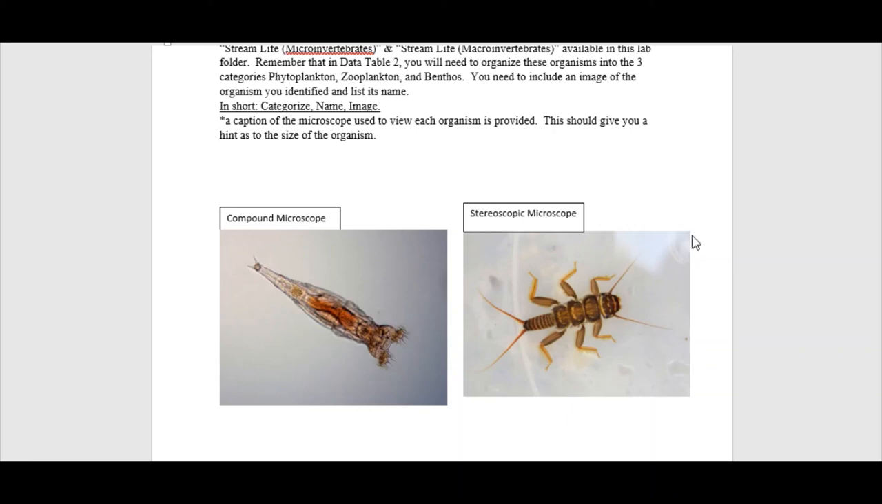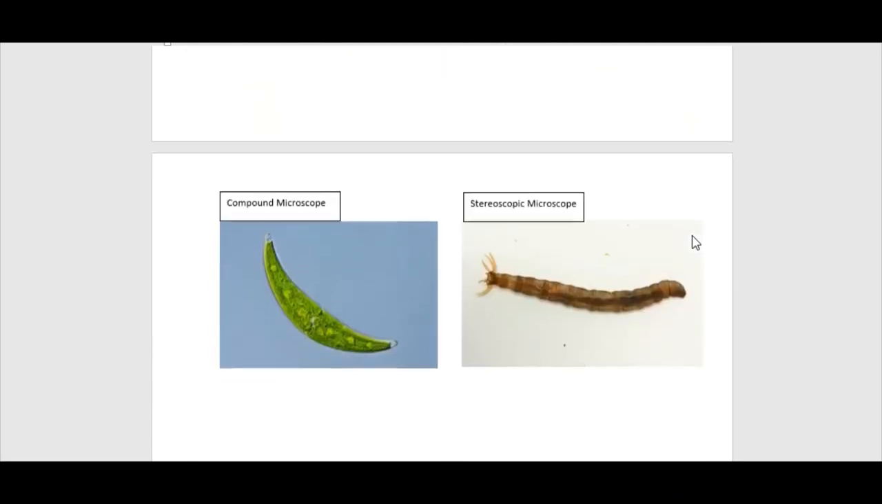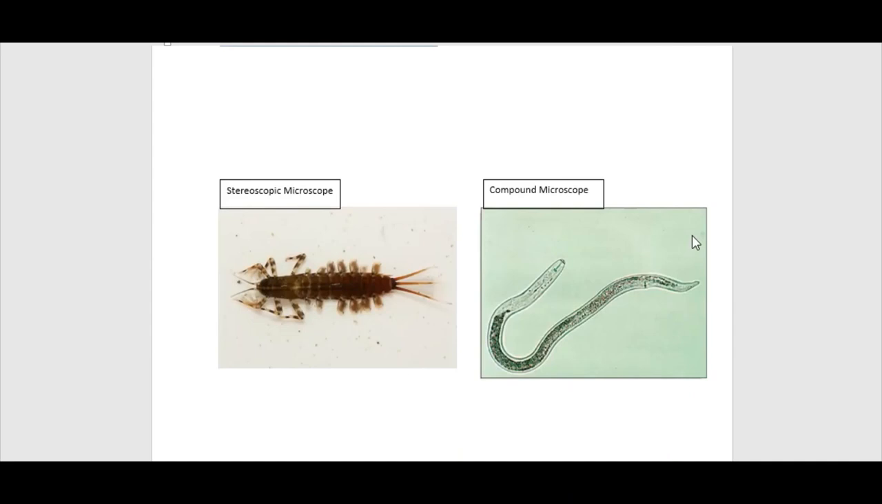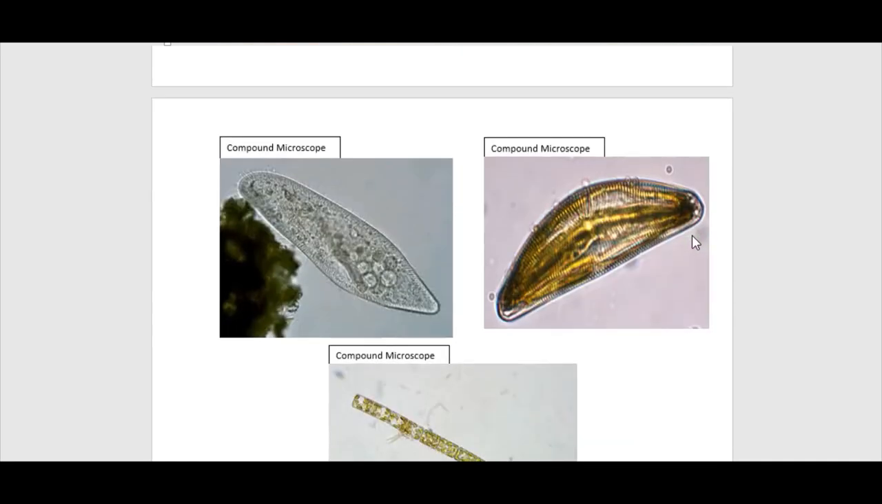All right, so notice that it's kind of giving you a hint as to what size this specimen is, right? So compound microscope, stereoscopic microscope. So if you don't remember which one is for looking at smaller things and which one's for looking at larger things, go ahead and look back at your microscope lab. All right, and so once again, those are going to be in your table too, right? And you're going to draw a hand drawing of these as well.